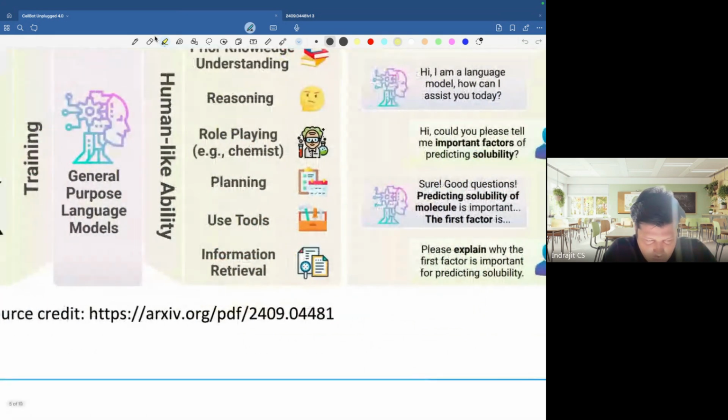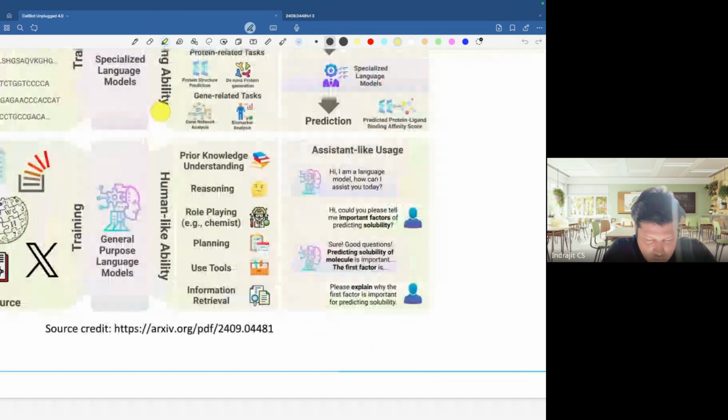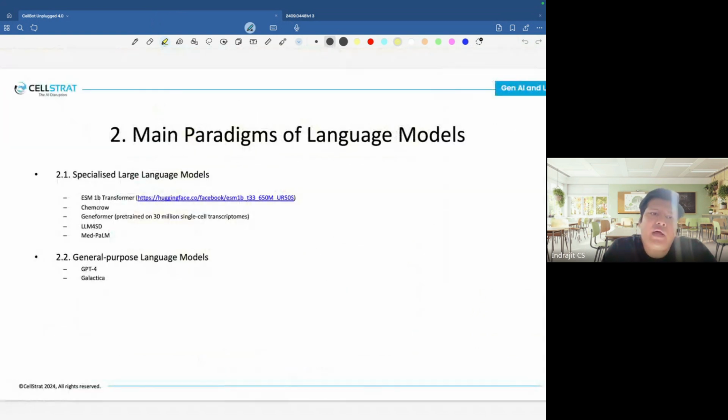So coming back to this, the main paradigms that we talked about in our last session as well are specialized large language models like ESM1B, 1 billion transformer, or CameCrow, or GeneFormer, or LLM 4SD, or MedPalm, right? These are some examples. There are so many LLMs that are already out and coming up in this space, and there are general purpose LLMs like GPT-4 or Galactica, right? These are some examples of the general purpose LLMs. Okay, any questions, anyone, before I move on to the next set?